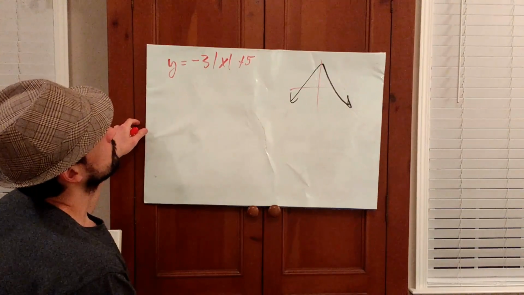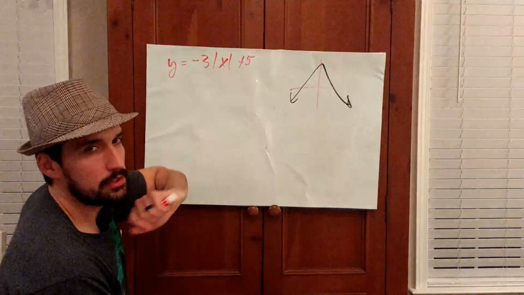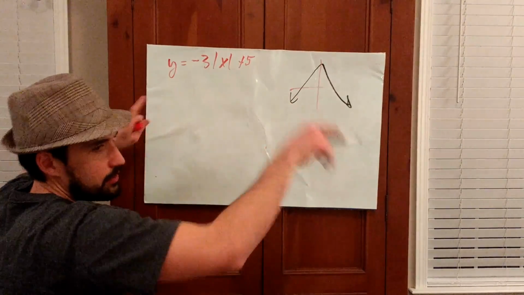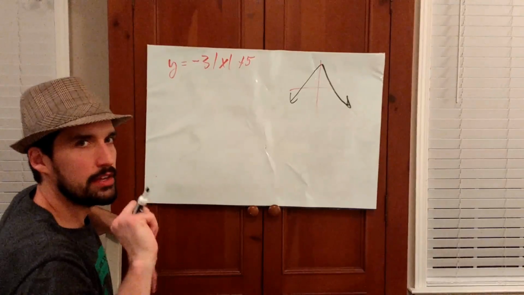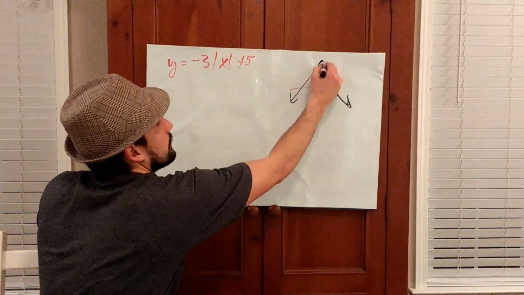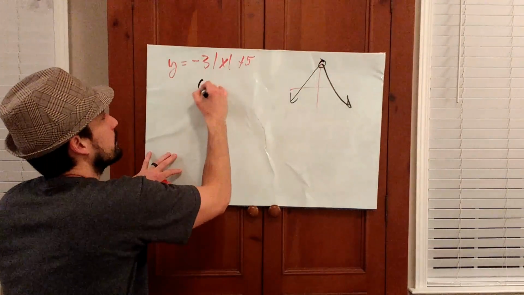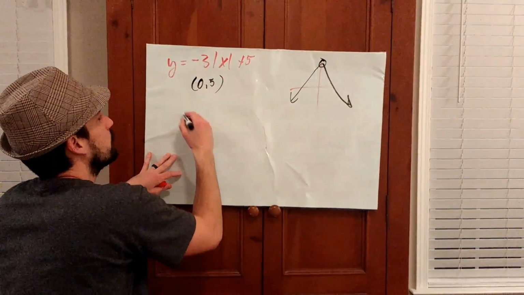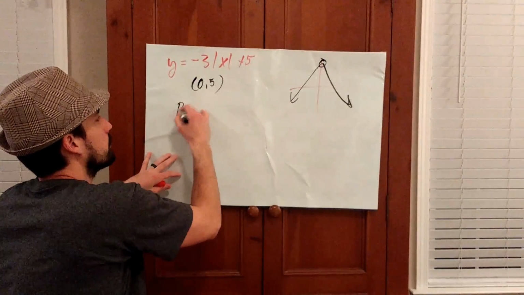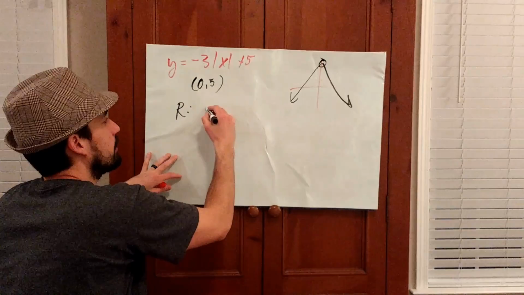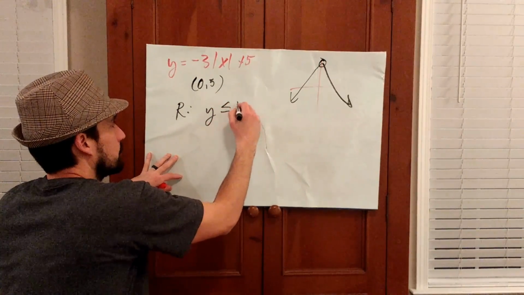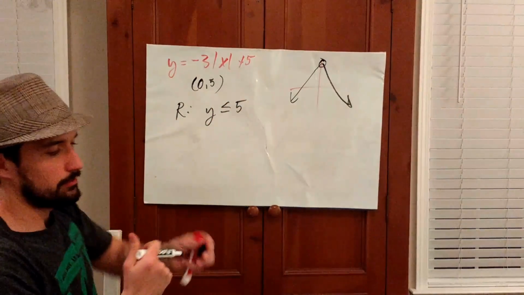Anyways, x can be anything. That's kind of what the meaning of these arrows is, right? They go out forever, they go down forever. They go down forever from where? From this top point. Where is that top point? That's at (0, 5). So the domain we said was all real numbers, but the range is going to top out at 5. So y is going to be less than or equal to 5 for this one.